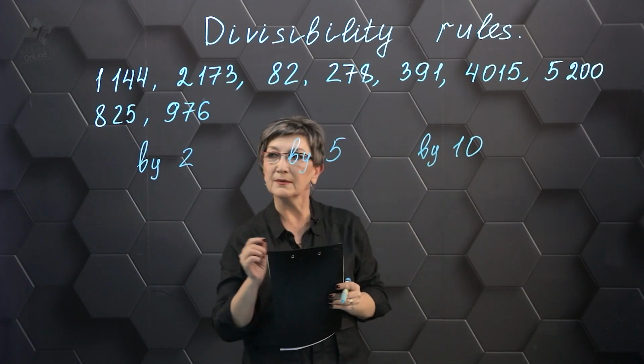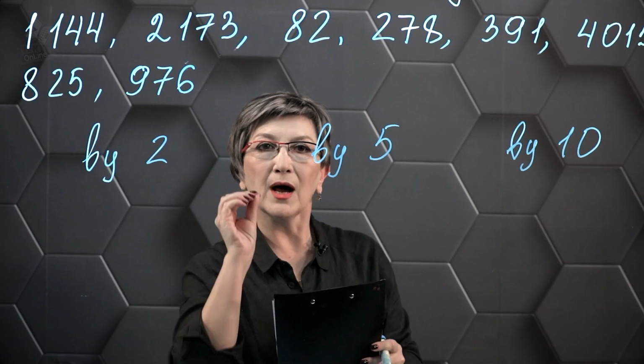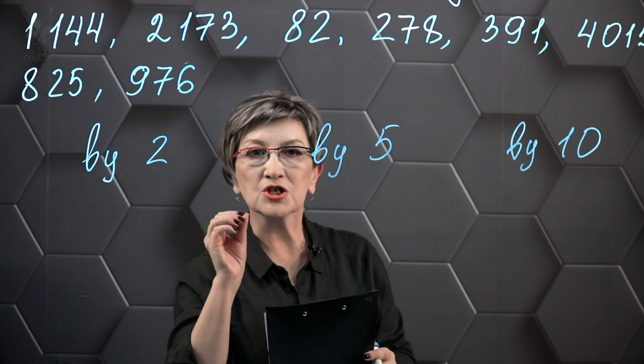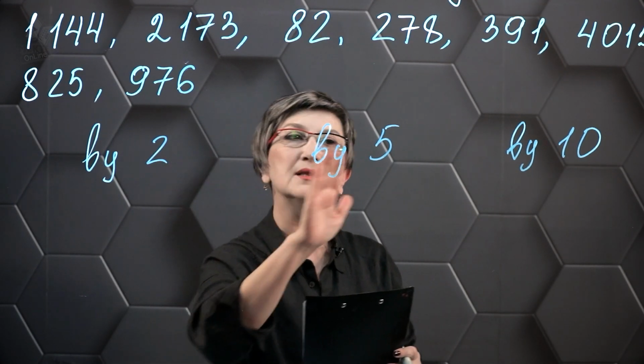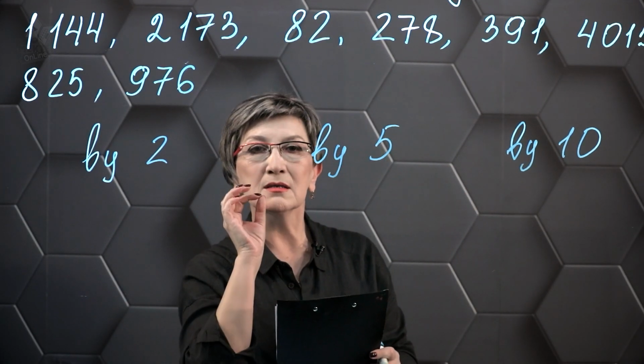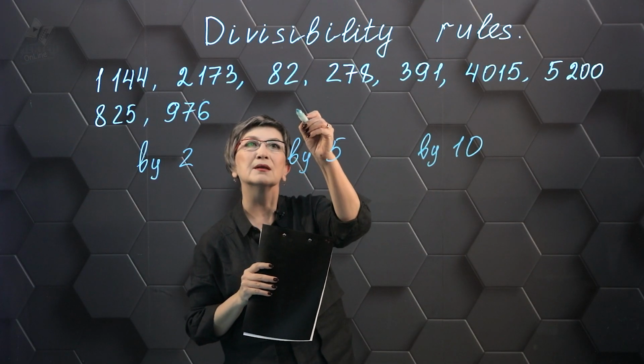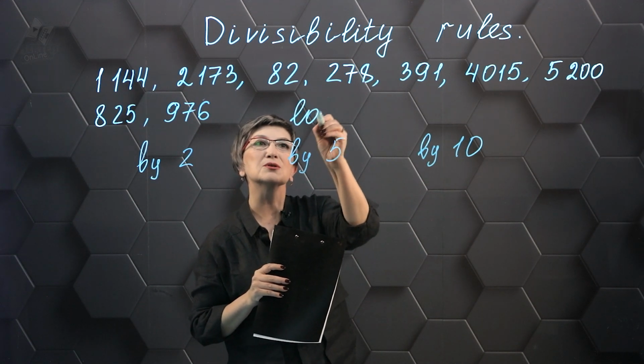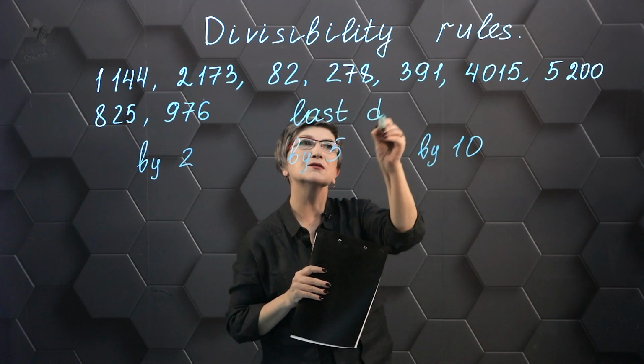Let's remember the rule. In order to determine if a number can be divided by 2, by 5, by 10, we need to look at the last digit. Let's write it down. The last digit.